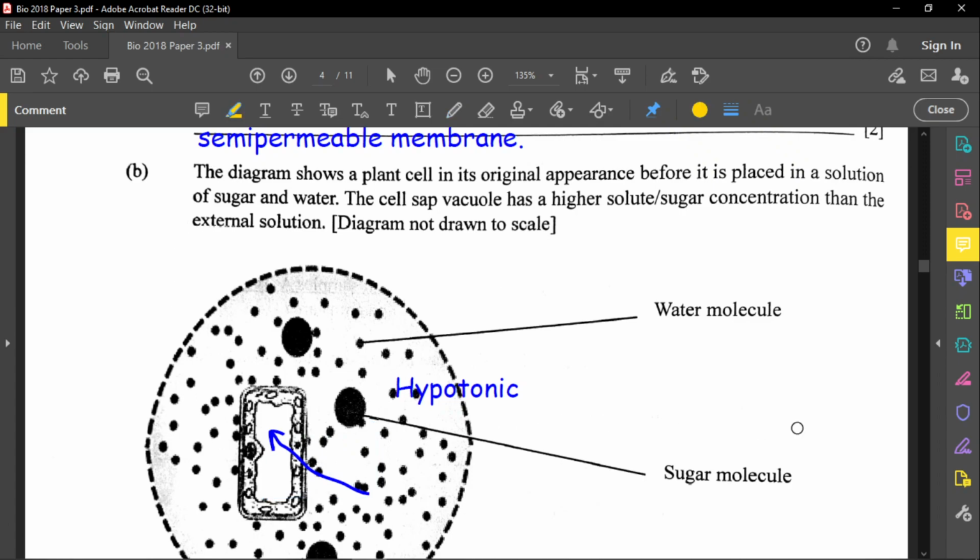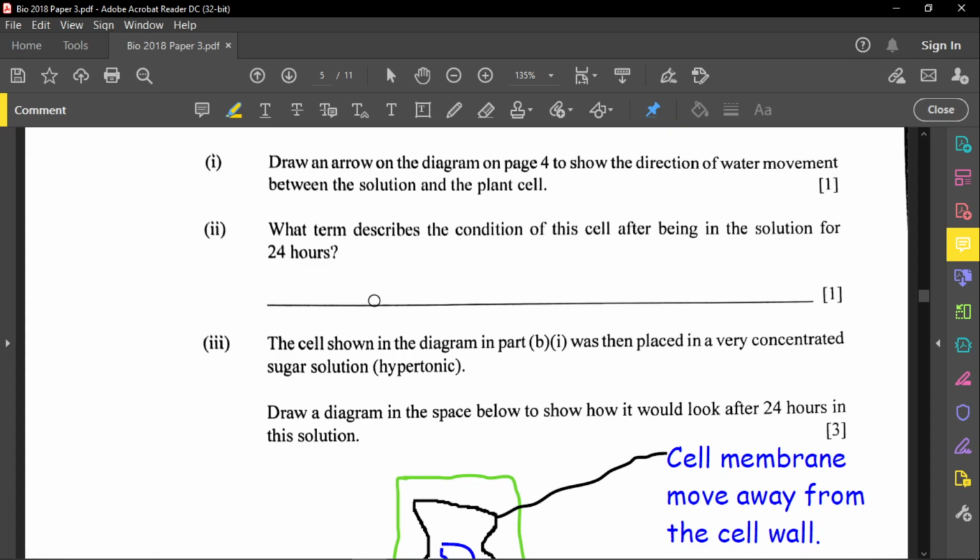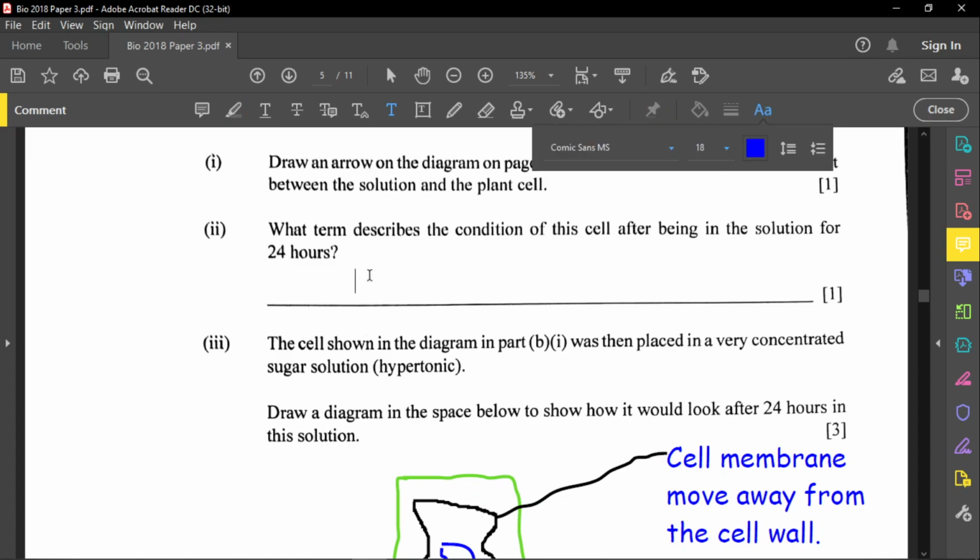Okay. All right. So let's now jump on to the next part of the question here. It said, what term describes the condition of the cell after being in the solution for 24 hours? So if you place the cell in the solution, after 24 hours the cell will become turgid because it gained water and the turgor pressure increases and so on. All right. So it becomes turgid. The word here is turgid. Okay. All right. Now, the next part of the question states, it said the cell shown in the diagram in part B1 was then placed in a very concentrated solution, which is a hypertonic solution now.